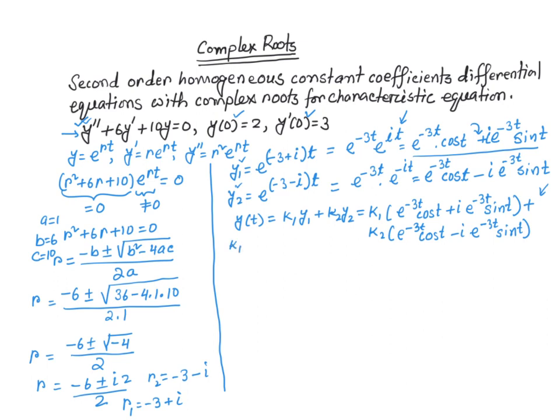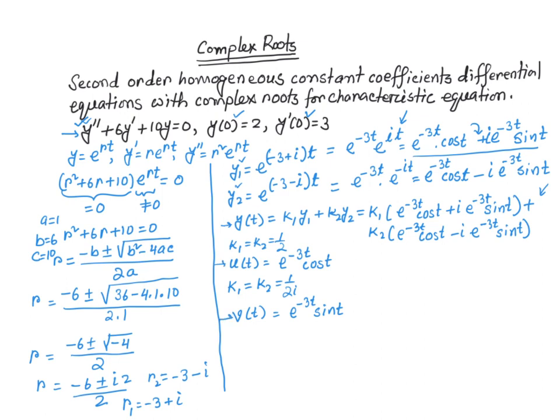If I assume k1 is equal to k2 is equal to 1/2, then this is going to give me a new function, which let's call it u of t, that is going to be equal to e to the power negative 3t times cosine of t. And similarly, if I assume k1 is equal to k2 is equal to 1/2 times i, that's going to give me, let's say, a new function, call it v of t, equal to e to the power negative 3t times sine of t.